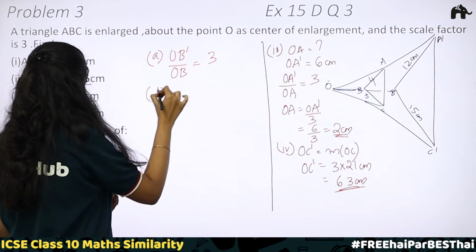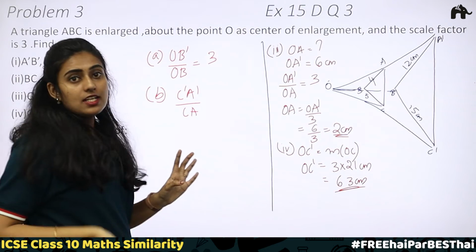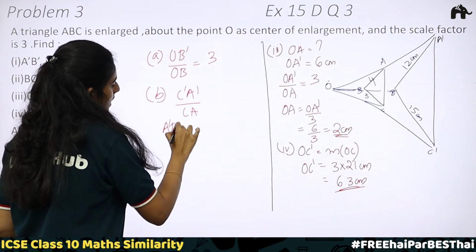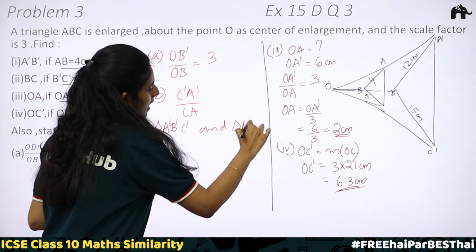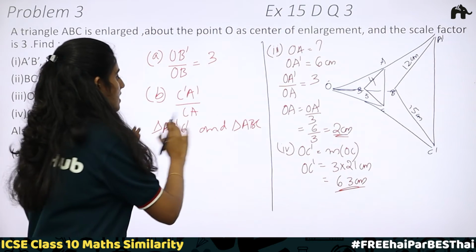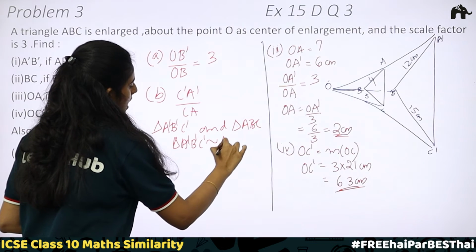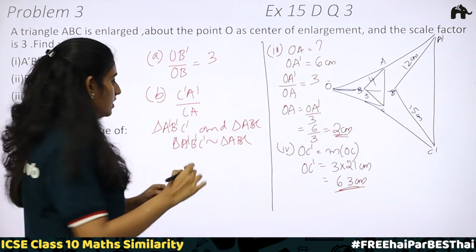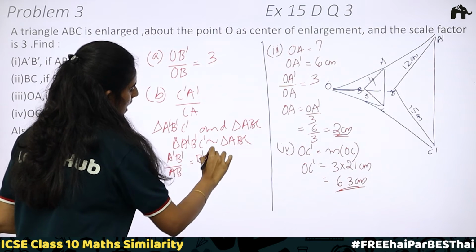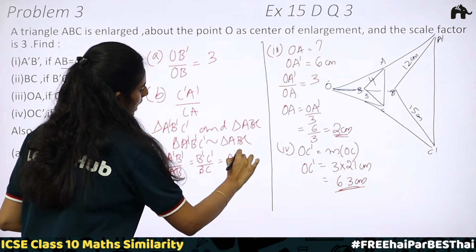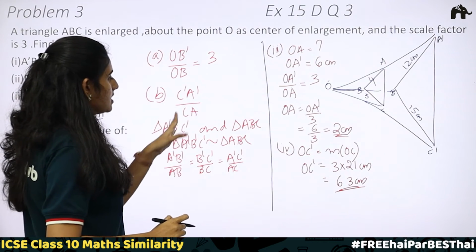Now the second one, B part, C dash A dash divided by CA. Again considering the triangles A dash, B dash, C dash. Triangle A dash, B dash, C dash and triangle ABC. Since they are similar triangles, triangle A dash, B dash, C dash similar to triangle ABC will be having A dash, B dash divided by AB equal to B dash, C dash divided by BC equal to A dash, C dash divided by AC. Okay. So we need to find C dash A dash divided by CA.